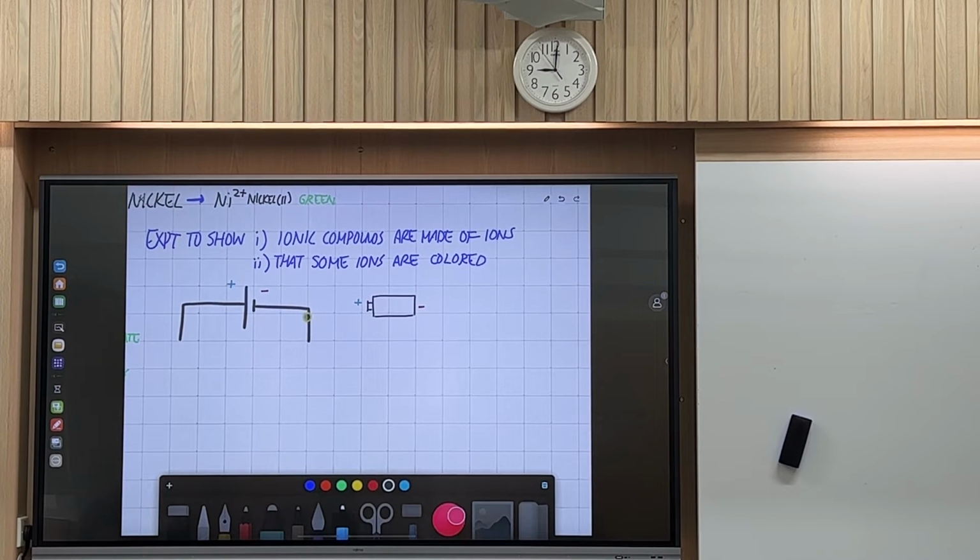In science, we don't draw this diagram. It's too time consuming to draw this. So instead, we'll just draw one line long, one line short to represent that. Other than that, they mean the same thing. It just looks different.